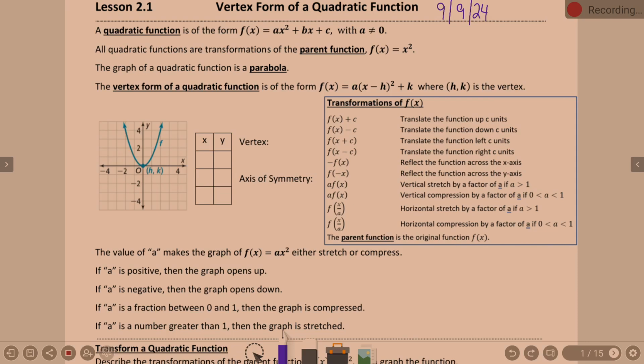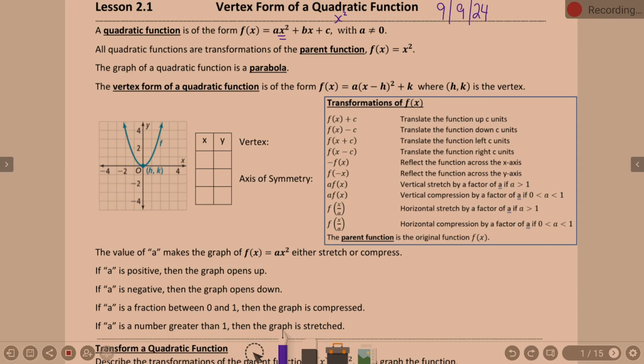Also, anytime we talk about quadratic, it's something where the highest power is x to the second, okay? So a quadratic function is of the form f of x equals ax squared plus bx plus c, as long as a does not equal 0. Only because if a equals 0, it's no longer a quadratic.